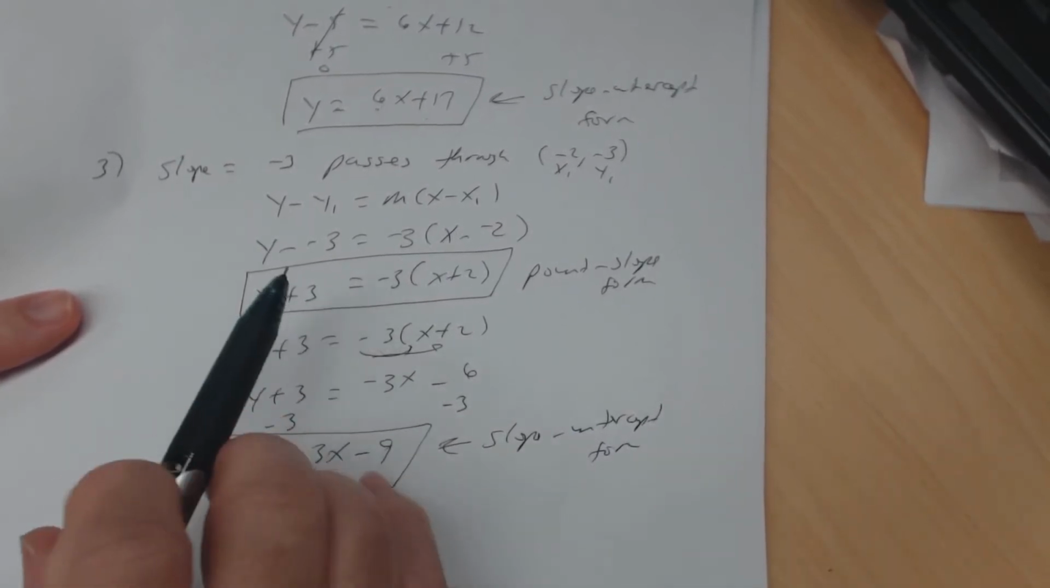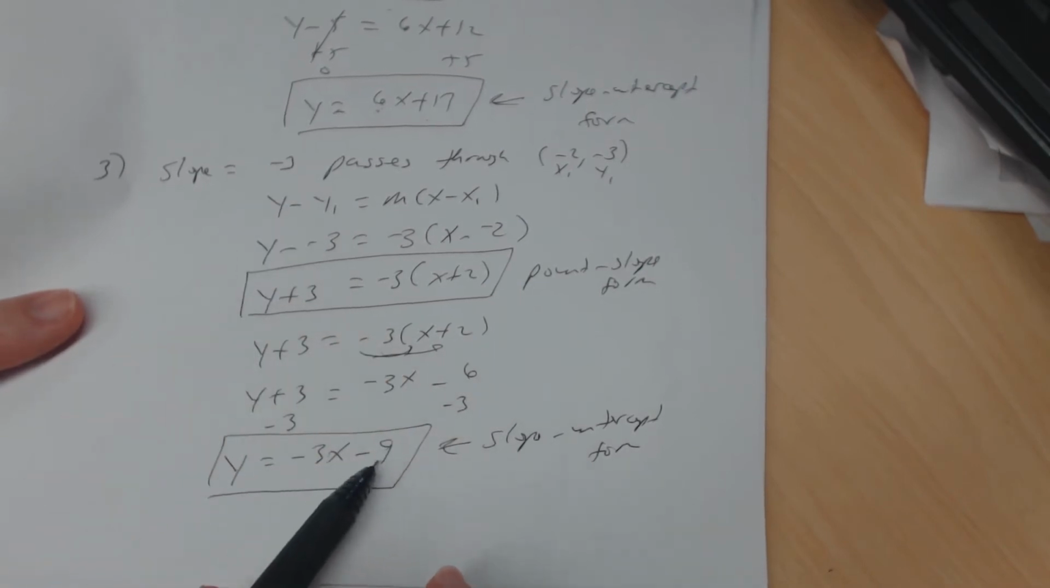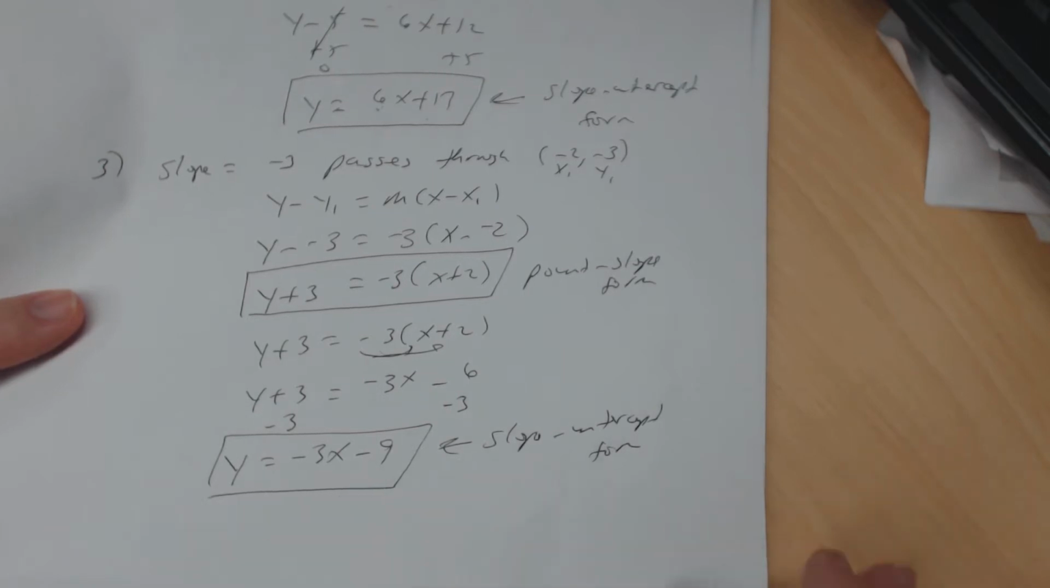So your slope is -3, which we knew was supposed to be -3. And remember, the -9 here represents the y-intercept. That's where the graph crosses the y-axis. All right, number 4.